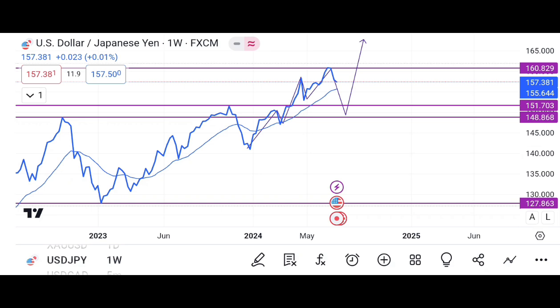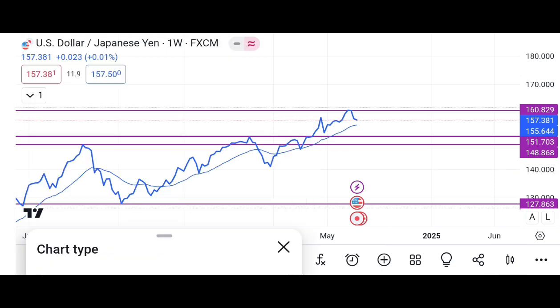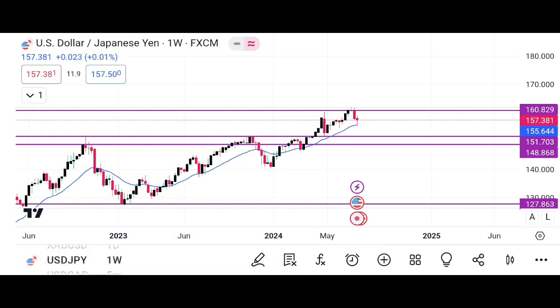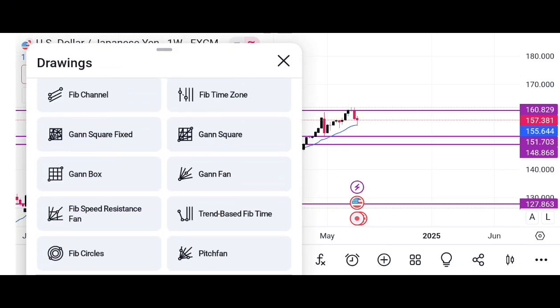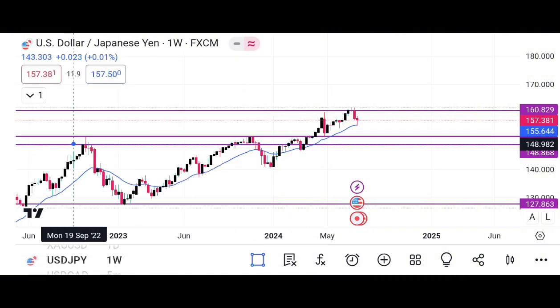Then shoot up. That is what price is currently looking for. A proper retest on the weekly time frame. Price is looking for it.